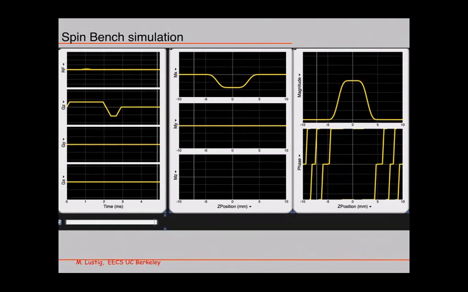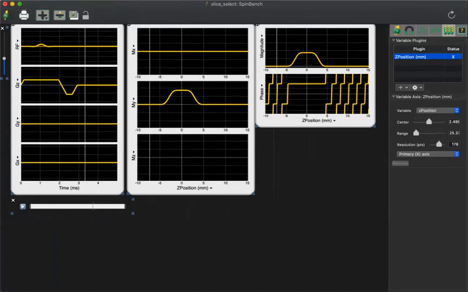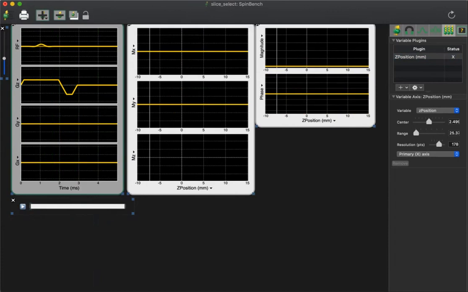Okay, so let me actually switch to a different view, to the simulation. New share, SpinBench. SpinBench is basically a Bloch simulation tool, but also a pulse sequence design tool. And basically you can simulate everything on the fly. So here's what happens to the spins as we apply the RF pulse.